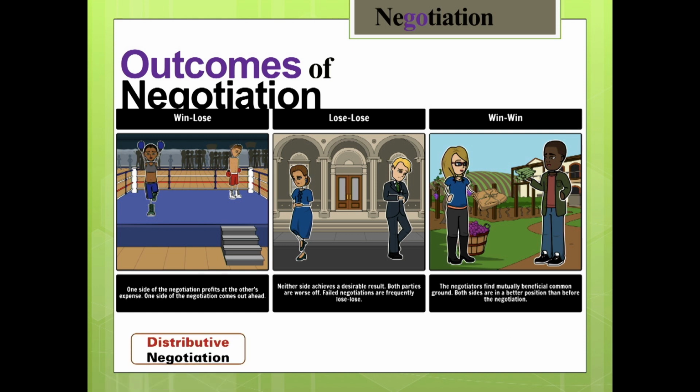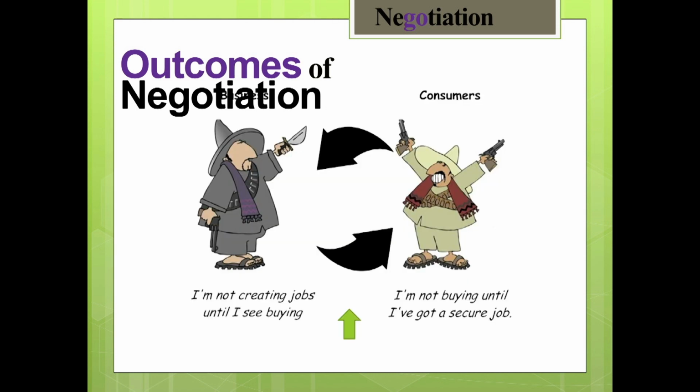And we have one more. You see that win-lose is the result of distributive negotiation strategies, and win-win is the outcome of integrative negotiation strategies. And we have another outcome we call stalemate. Stalemate means that both negotiators hold on to their positions and do not want to make compromises. That's why they stay right at the beginning. They make no progress or movement in the negotiation. Here one person says, I'm not creating jobs until I see buying, and the other says, I'm not buying until I've got a secure job. So where do you go from this kind of negotiation?